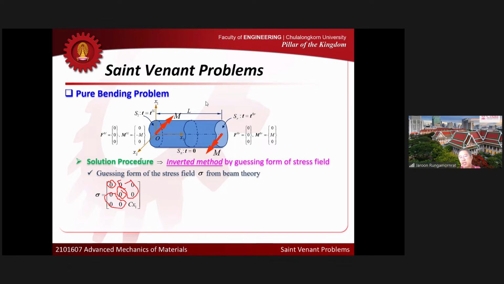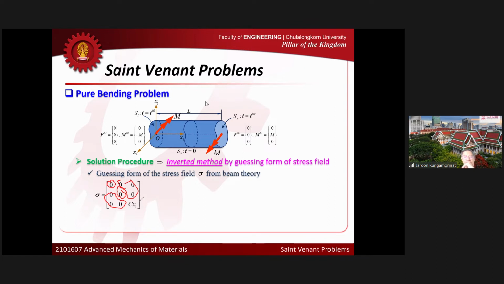I don't know whether the one that I guess here is correct or not. At least I start from the knowledge that I have before from beam theory. Okay, the solution of the beam from the beam theory may not be exactly the same as the solution that we got from solid mechanics. Okay.